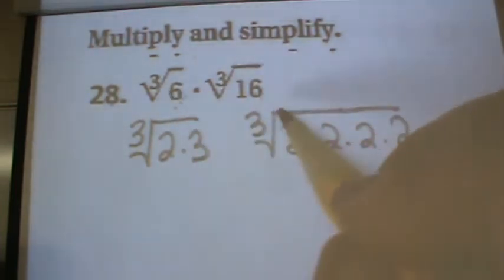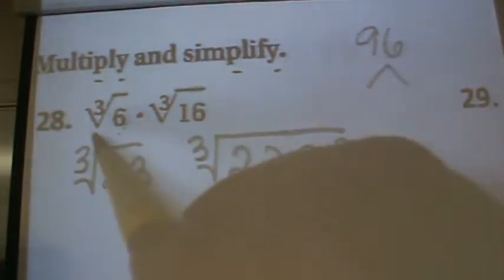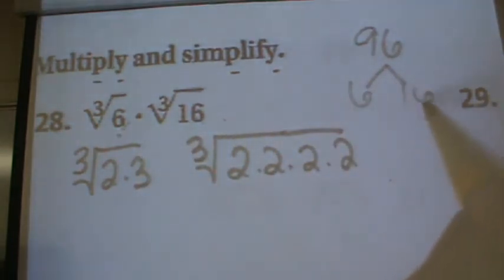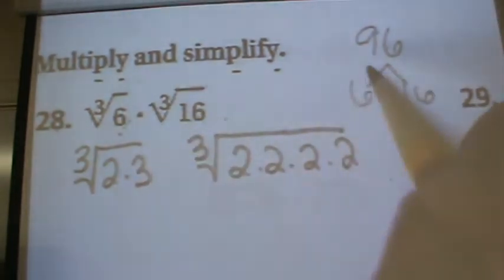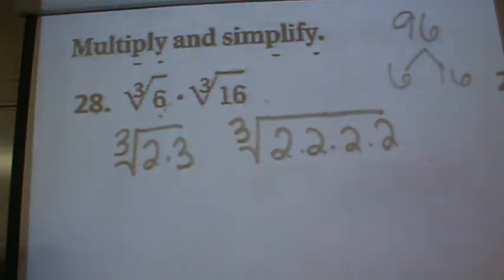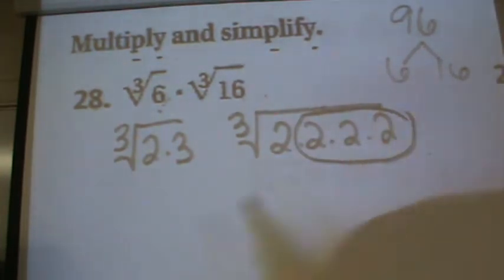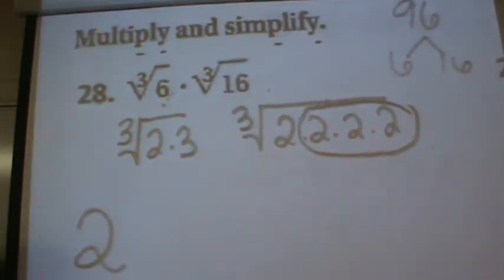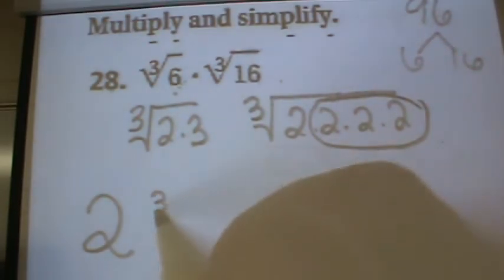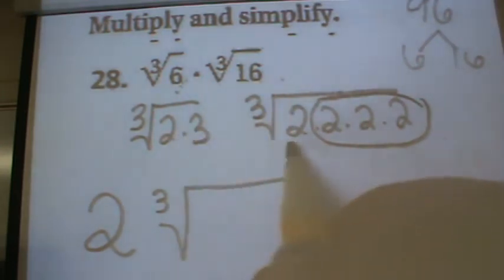Now you may go ahead and write this as 96, but then you're going to break up 96, and two numbers that multiply to give you 96 are 6 and 16. So you don't have to put them together to break them apart. Make it easy for yourself. How many of a kind am I looking for? 3. Do I have 3 of anything? Only 2's. I have three 2's. Do I have 3 of anything else? Nope. So guess what's left? 2 times the cube root of 3. What is that?